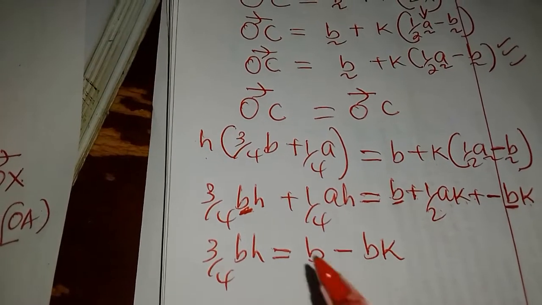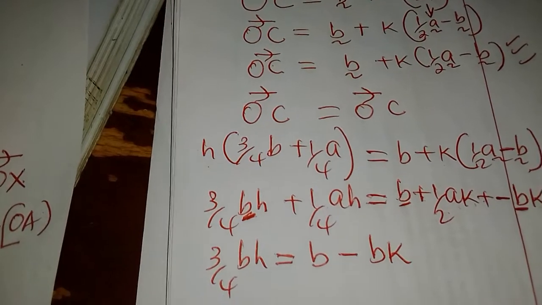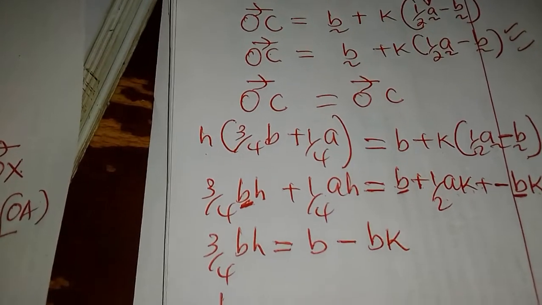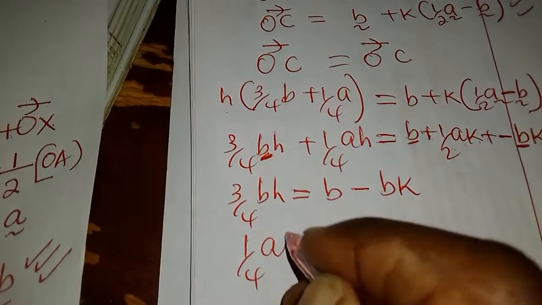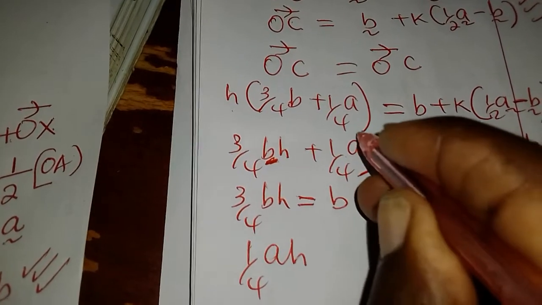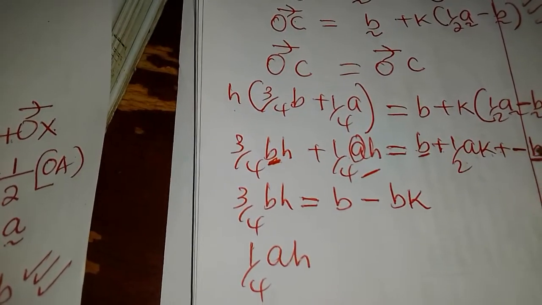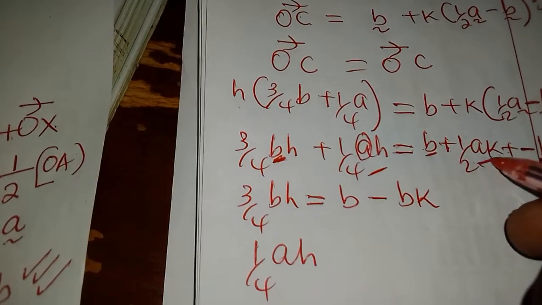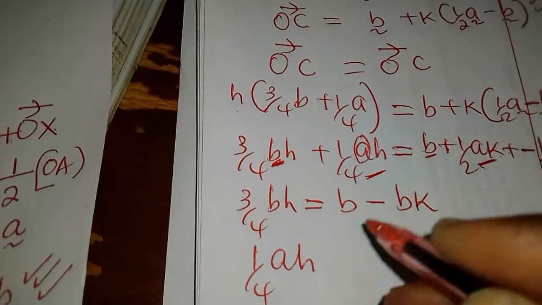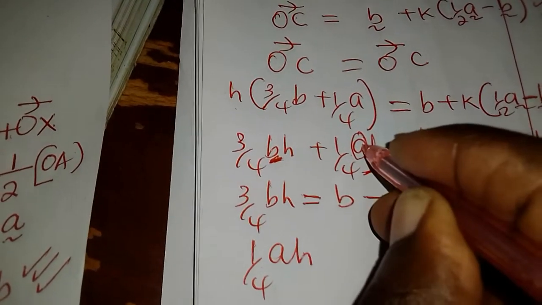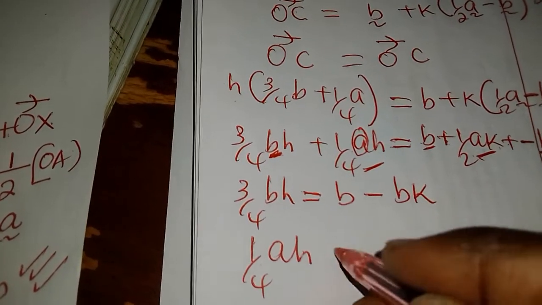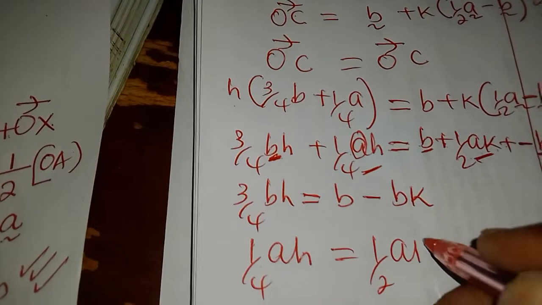I'll come and write this again. I pick the ones that have a and mark them on this other side. There's only one a here, one a here. So a quarter ah, this one here, is equal to a half ak.